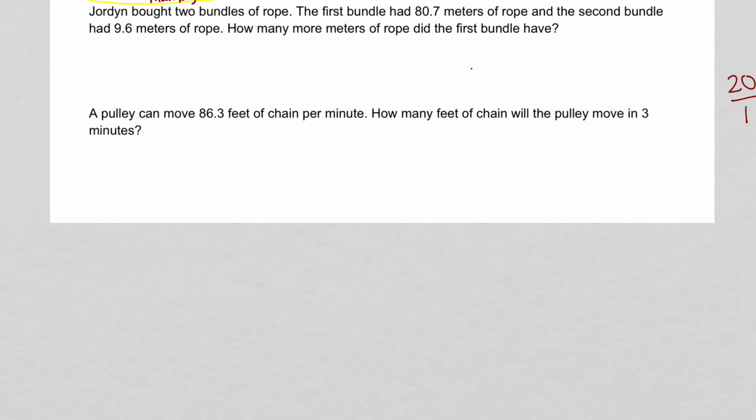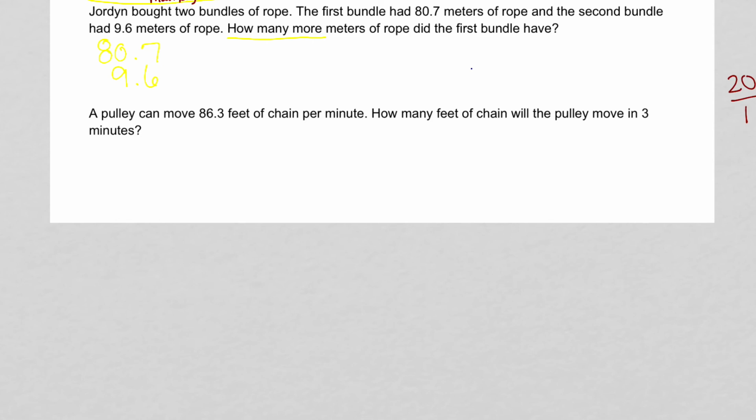And now let's look at it. Jordan bought 2 bundles of rope. The first bundle of rope is 80.7 meters of rope, and the second bundle is 9.6. And it wants to know how many more meters of rope does the first bundle have?